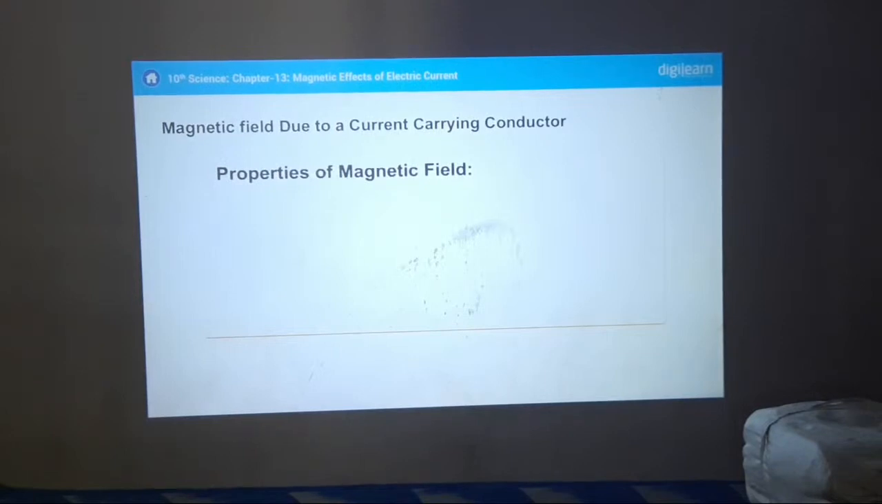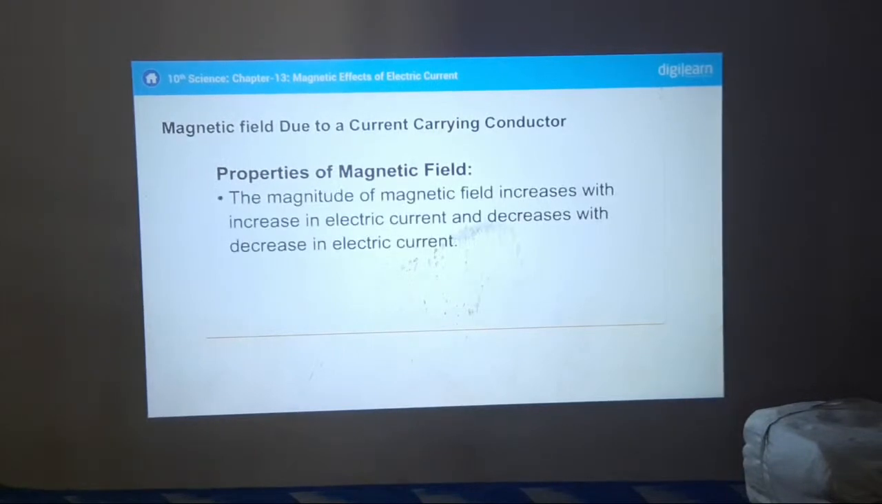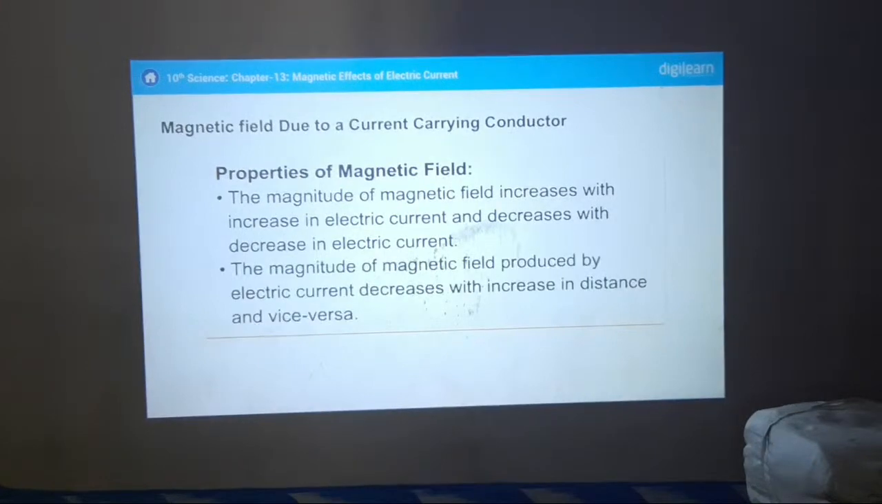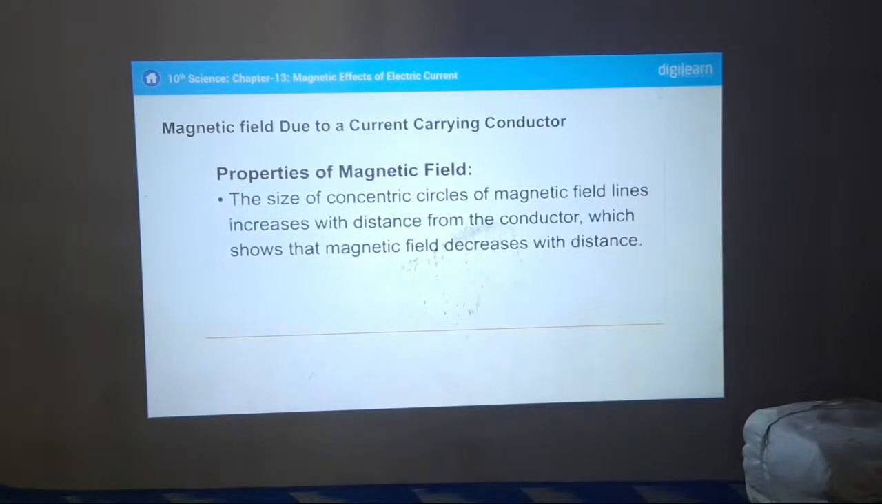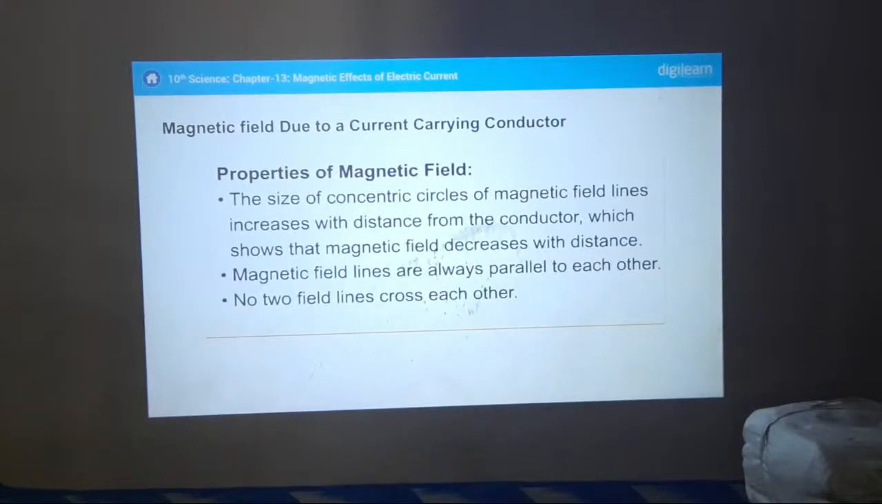Properties of magnetic field. The magnitude of magnetic field increases with increase in electric current and decreases with decrease in electric current. The magnitude of magnetic field produced by electric current decreases with increase in distance and vice versa. The size of concentric circles of magnetic field lines increases with distance from the conductor, which shows that magnetic field decreases with distance. Magnetic field lines are always parallel to each other. No two field lines cross each other.